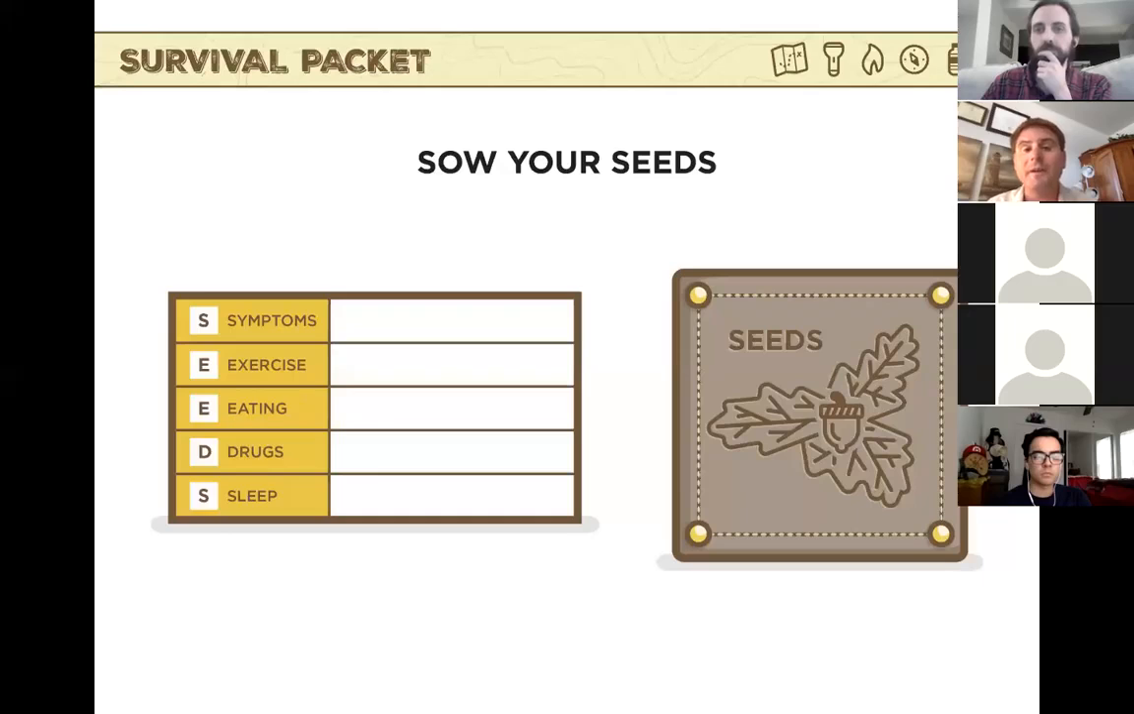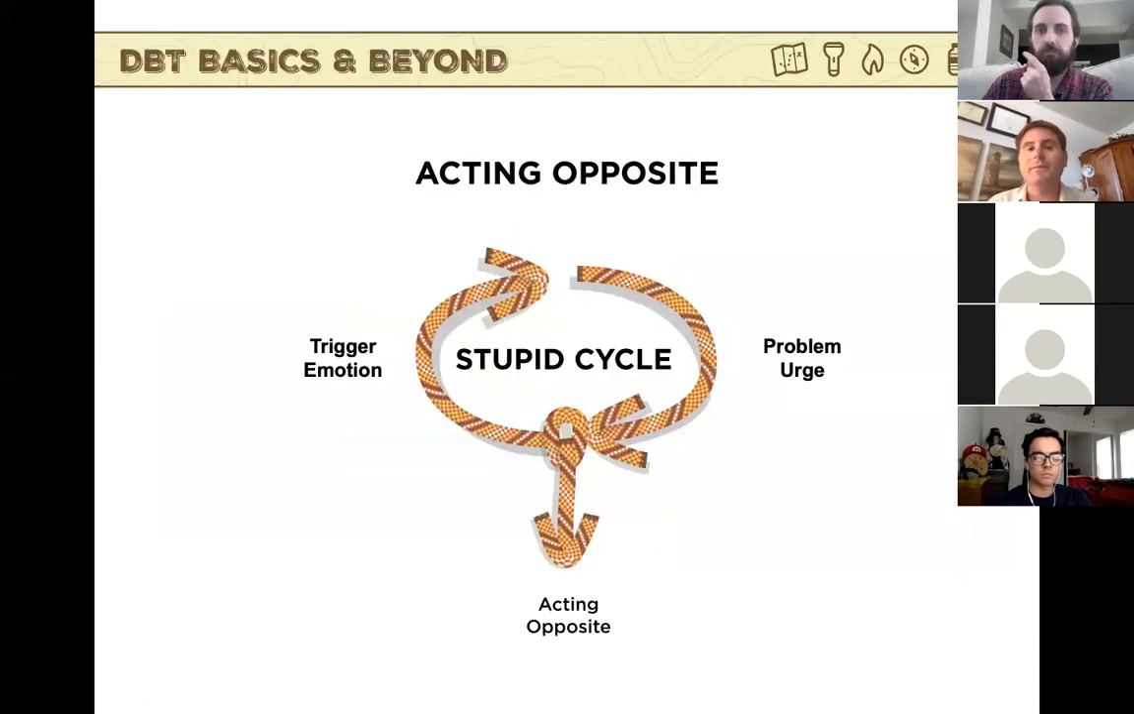And then from there, we can help them deal with other lifestyle choices. And I like this analogy of, we're going to plant some seeds, right? This is a very gentle way of helping them learn to take better care of themselves. Okay, so another classic DBT skill for emotion regulation is acting opposite.